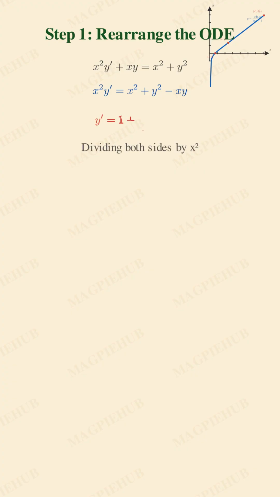Step 1, let us rearrange the ODE. Starting with x squared y prime plus x y equals x squared plus y squared, we move x y to the right side. Then dividing both sides by x squared, we get y prime equals 1 plus y over x whole squared minus y over x. Notice that everything is in terms of y over x.